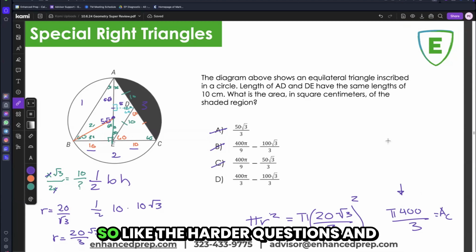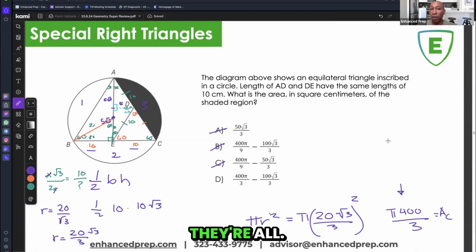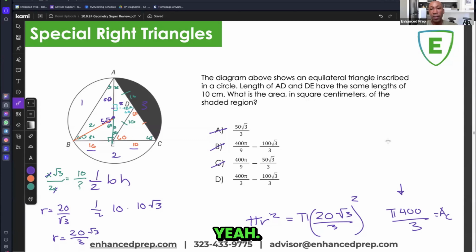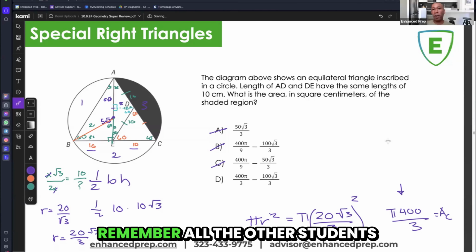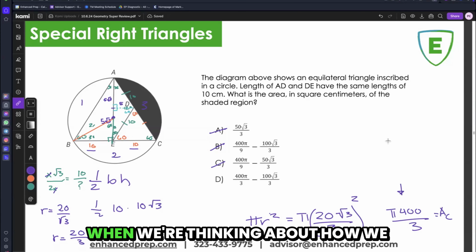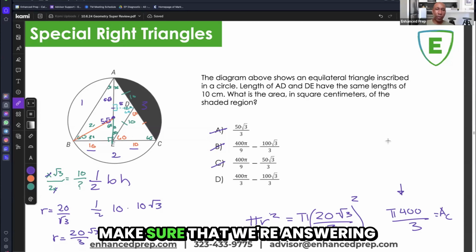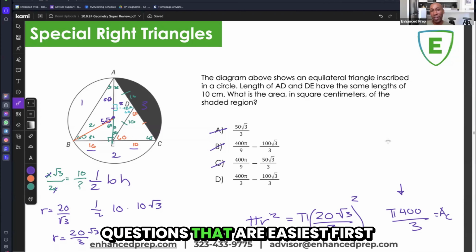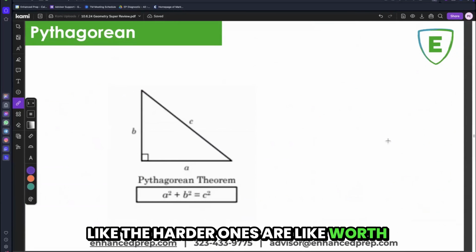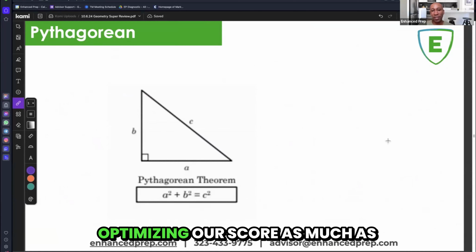Okay. So like the harder questions and the easier questions, I guess, they are worth the same points? Exactly. They're all the same amount of points, right? And that's why we really want to make sure that we're focusing on the questions that we know how to do first. Yeah. Quickly solve. And then for those later ones, just remember all the other students that are going to take the test are going to have similar questions that may take a long time, right? So when we're thinking about how we want to make the most out of our points and thinking that every exam is going to be curved, we want to make sure that we're answering the questions that are easiest first and then going from there. Okay. Oh, I see. Okay. I didn't know that. I don't know why I thought like the harder ones were like worth more points, but no, yeah, they're all worth the same amount of points, which is very interesting, right? So we want to make sure that we're optimizing our score as much as possible.